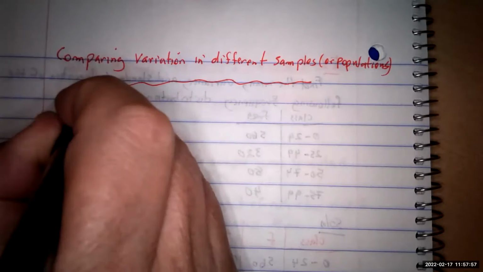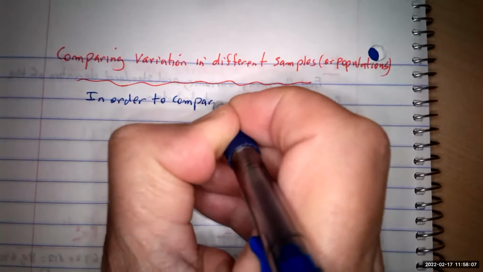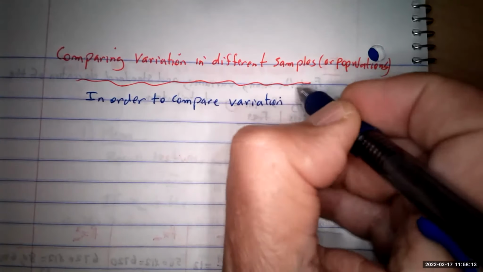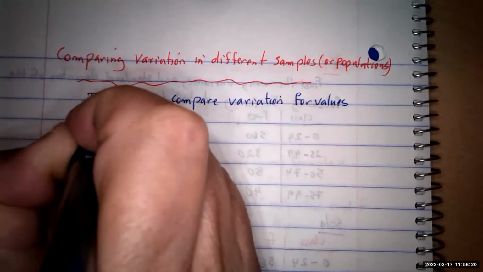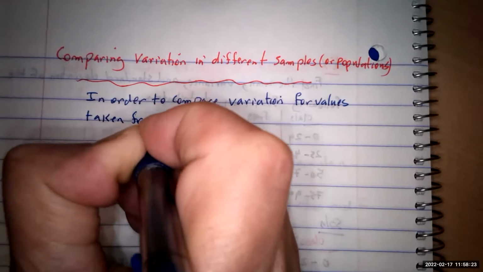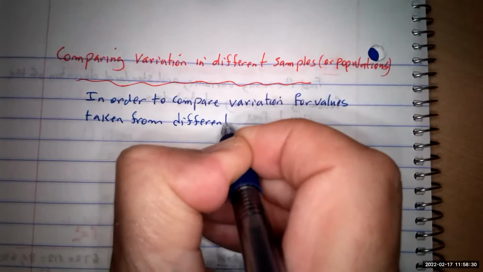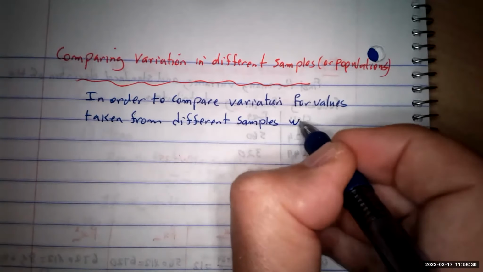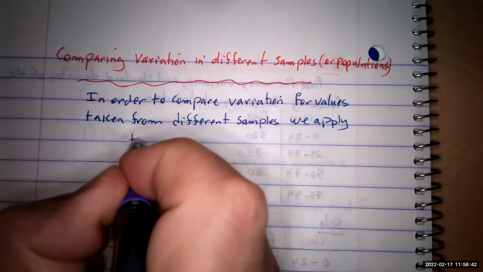So in order to do this comparison, to compare variation for values taken from different samples, we apply this quantity. The name is the coefficient, you must know the name.